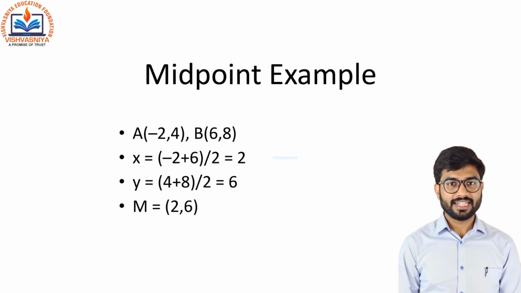Example 2, midpoint of A (minus 2, 4) and B (6, 8). X coordinate minus 2 plus 6 equals 4, divide by 2 equals 2. Y coordinate 4 plus 8 equals 12, divide by 2 equals 6. So midpoint M equals (2, 6).